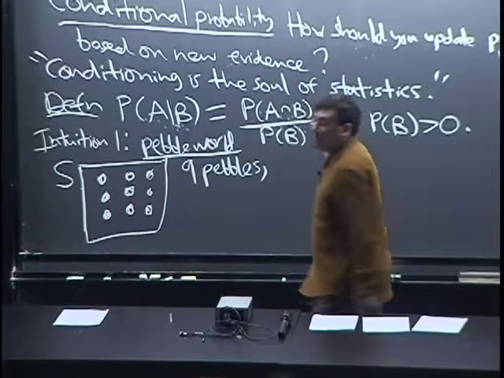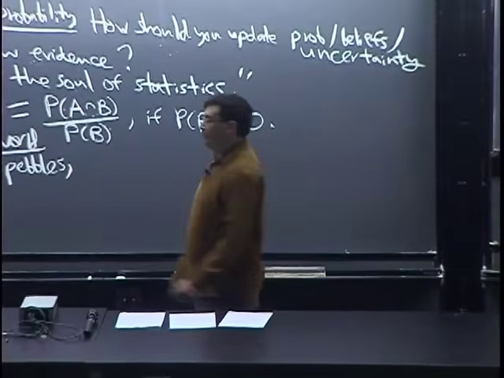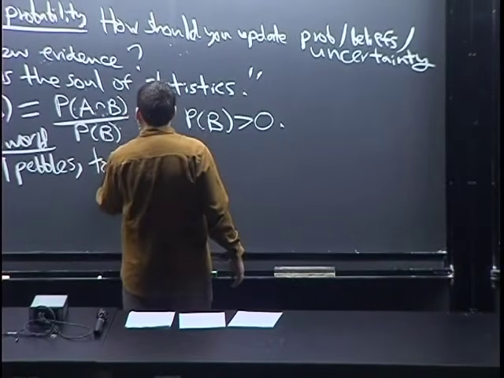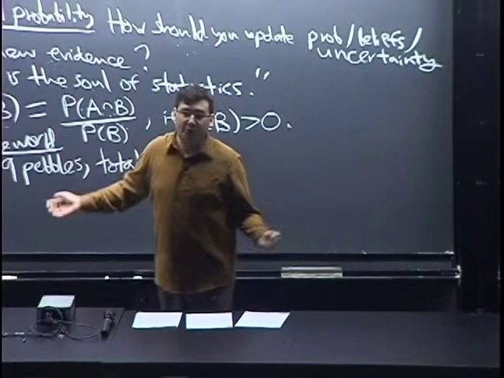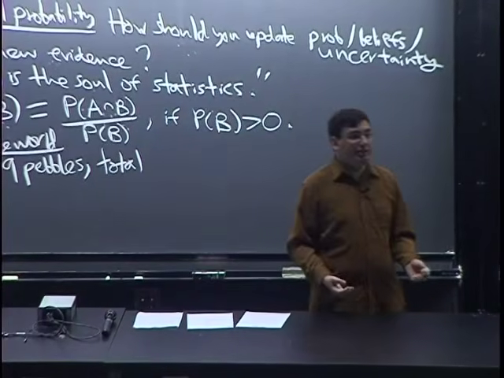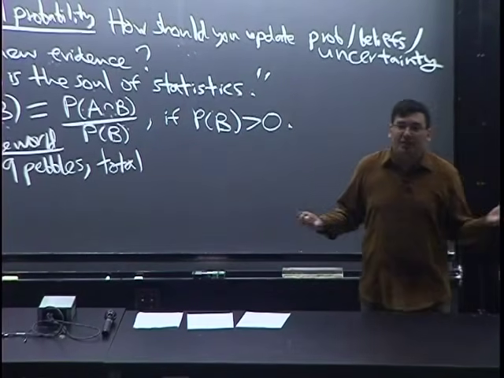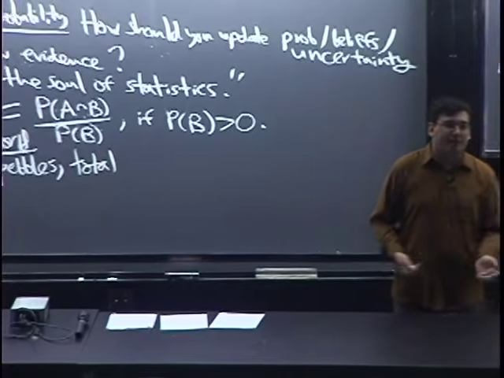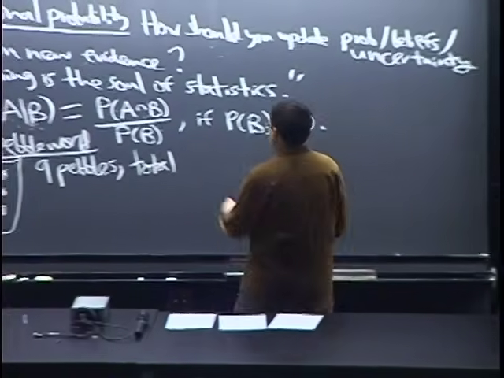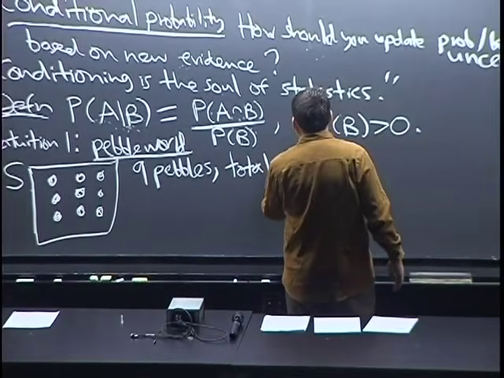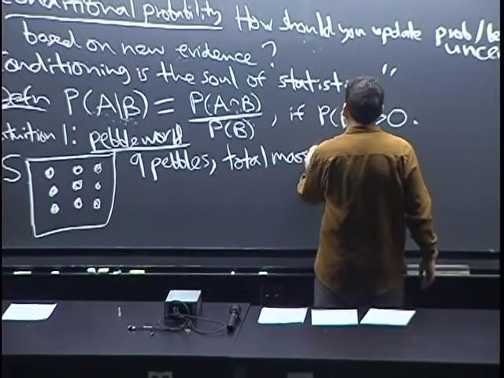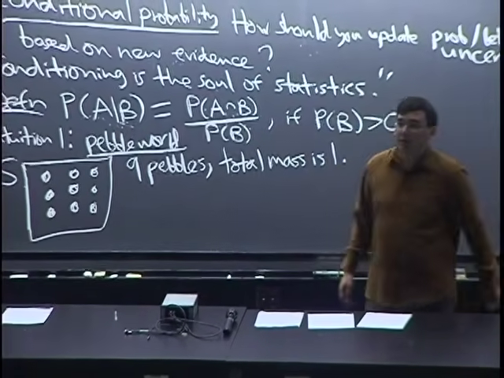And the constraint on the pebbles is that the total mass equals 1. Each pebble has a certain weight or mass. The assumption is that the total mass is 1. That's not much of an assumption because we could always define the units of mass so that the total is 1. But anyway, we're assuming that we are using units where the total mass is 1. Okay? That's all we have.